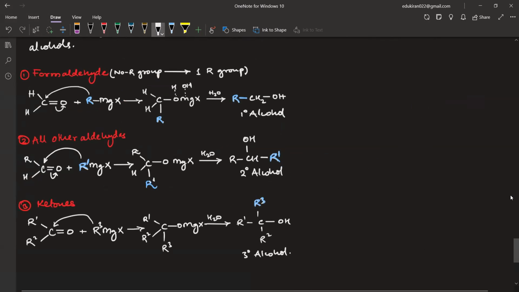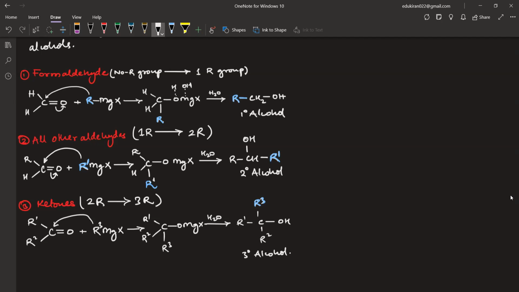Now in all other aldehydes, you can see that we have one R group, going to 2 R, that means 2 alkyl groups. In ketones, we already have 2 R groups, 2 alkyl groups, and we are moving to 3 alkyl groups. So write this down, please, fast.